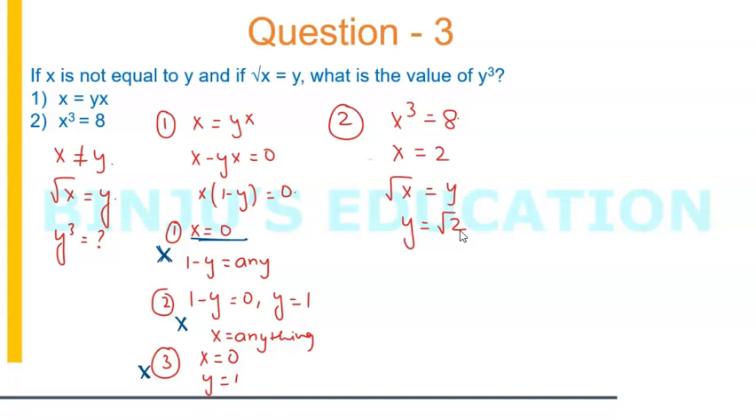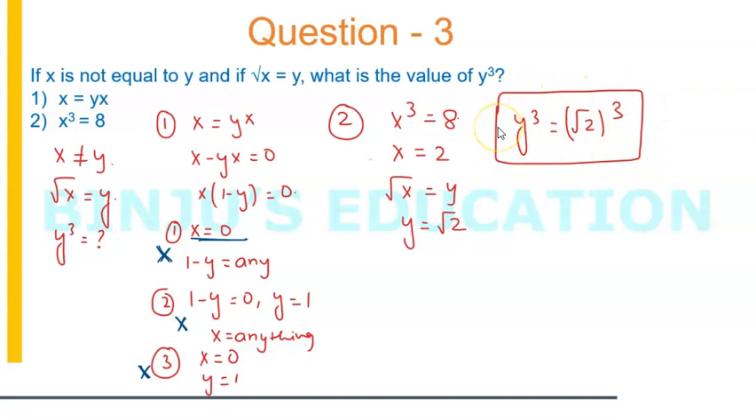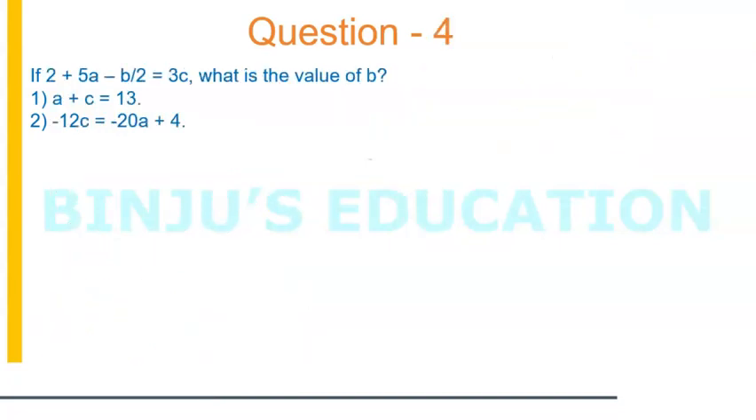Now we need to calculate y cube. So y cube will simply be equal to root 2 cube. Effectively, yes, we do have a conclusive value of y cube. So which means A wasn't sufficient, which means A was out, D was out. B is alone sufficient, which means B is the answer that we are looking for. Right? Alright, let's try another one. Pause the video and try this question, please.